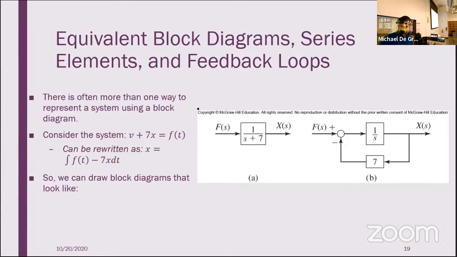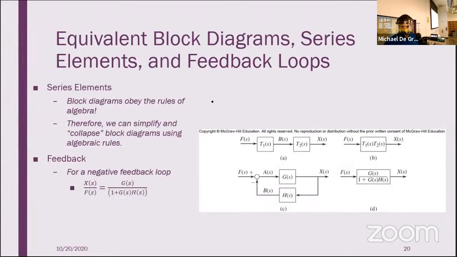The second one is the integral of f of t minus 7x dt. Okay. They're the same system, but they have a different look to them. Right, so how do we get from one to the other?